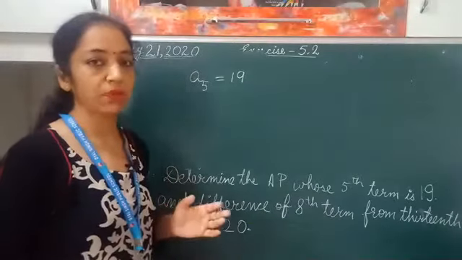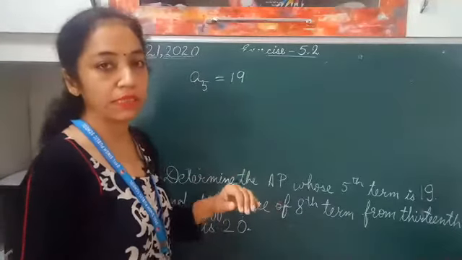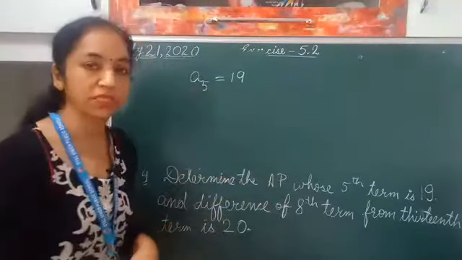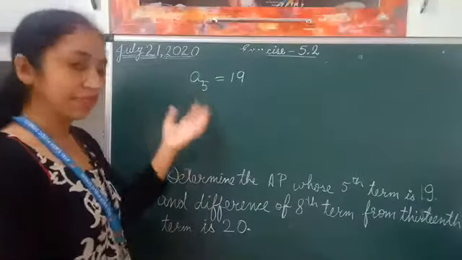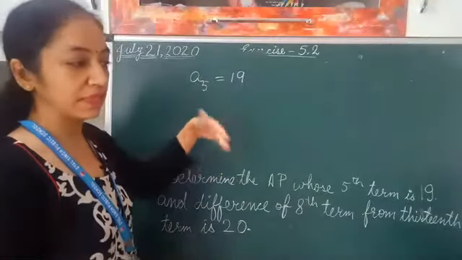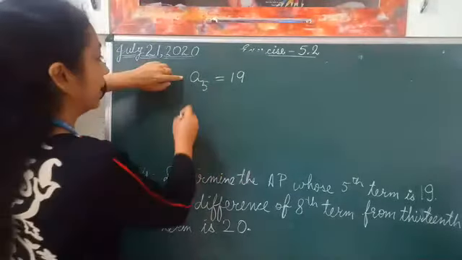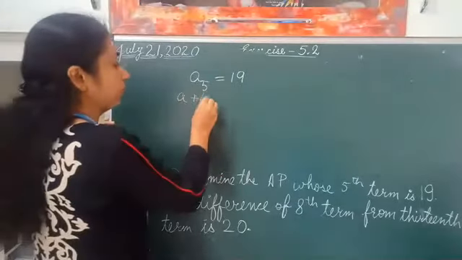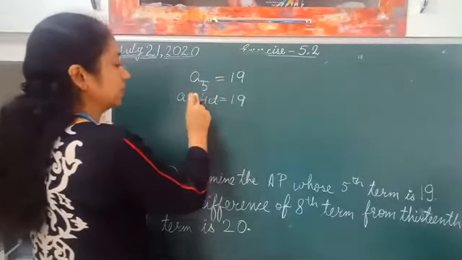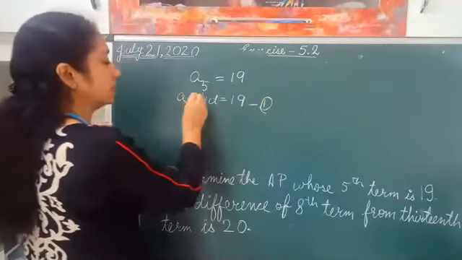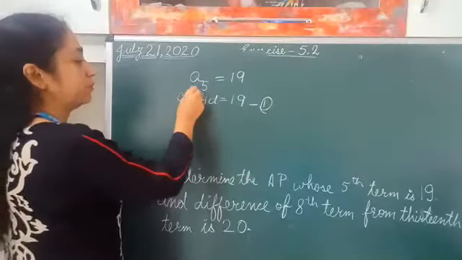Whatever is given to you, you can write it in whichever way you can, make its equation in the form of mathematics, we will keep on writing, right? A5 means A plus 4D. This is equal to 19. First equation, right? Let me come to the next line.